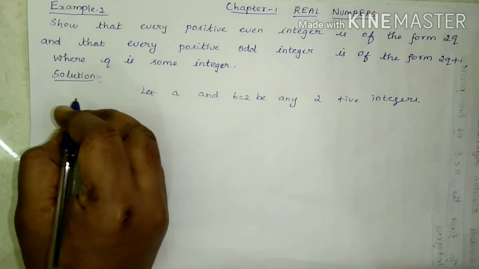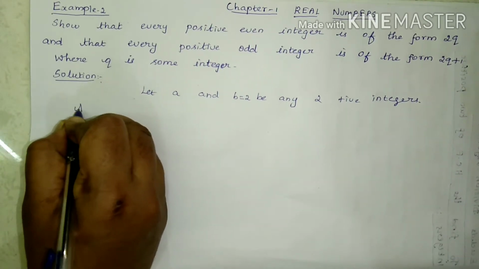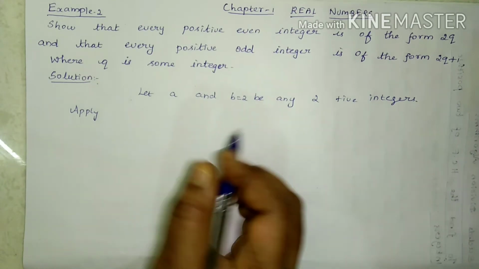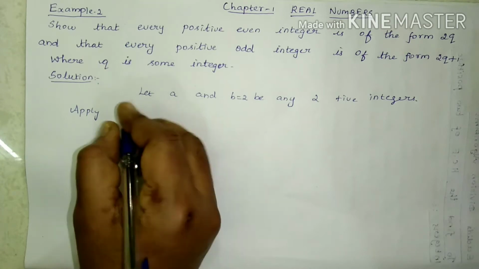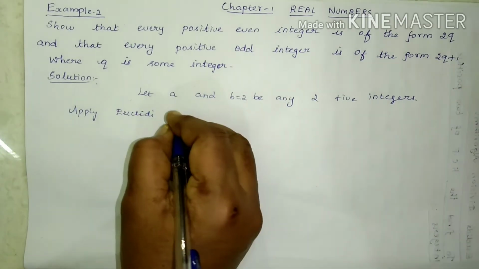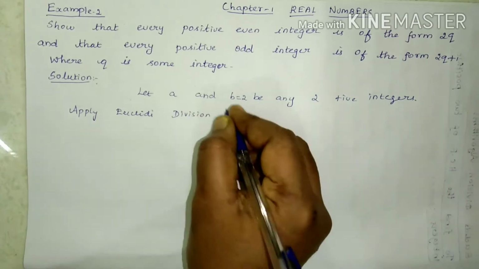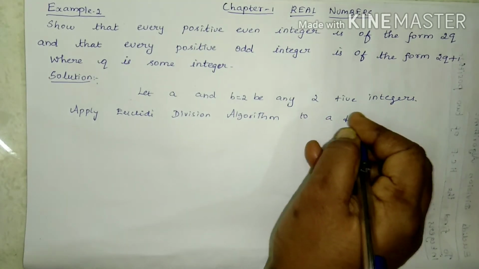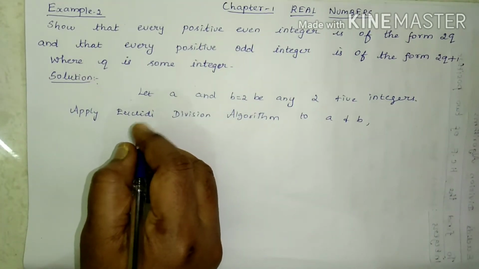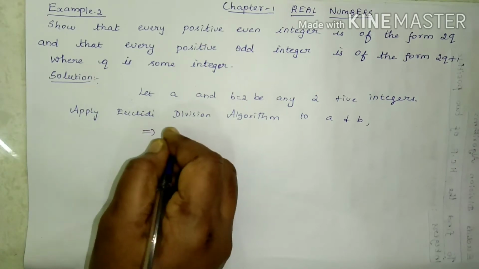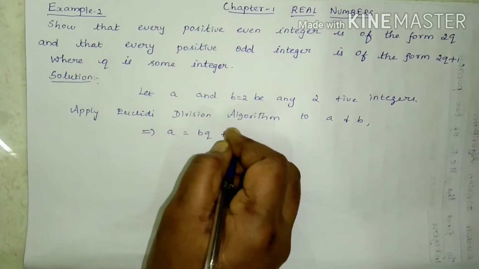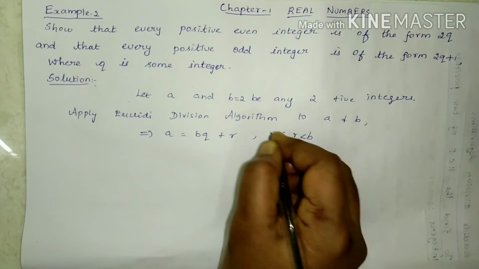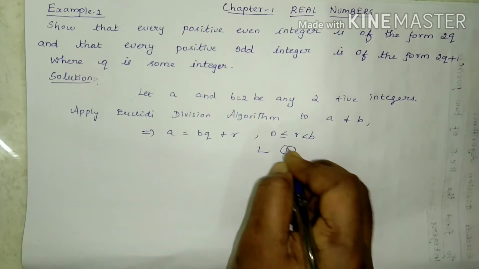Okay, now we are going to apply Euclid's division algorithm to these two positive integers a and b. Now we can recall the statement of Euclid's division algorithm, which implies a equal to b into q plus r, where this r should be less than the divisor b and it should be greater than or equal to 0. Let us take it as equation number 1.